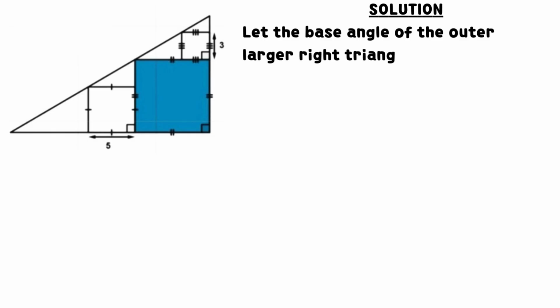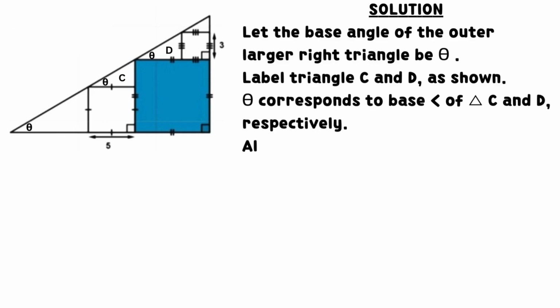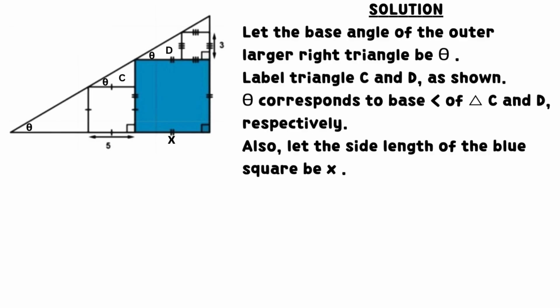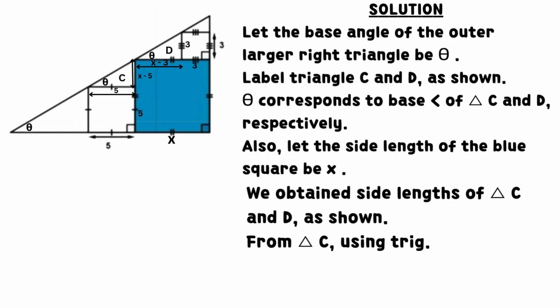Let the base angle of the outer larger right triangle be θ. Label triangle C and D, as shown. Angle θ corresponds to the base angle of triangles C and D, respectively. Also, let the side length of the blue square be x. We obtained the side lengths of triangles C and D, as shown.